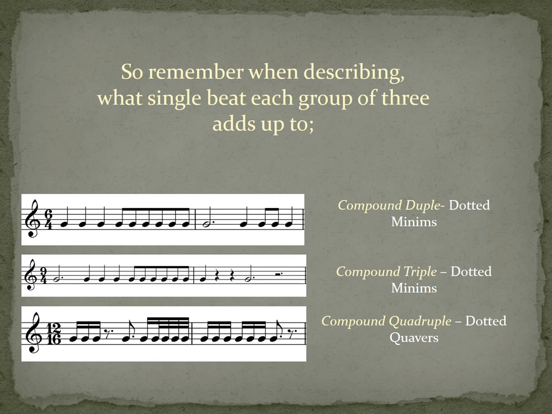So just to reiterate, remember when you're describing what a single beat is, each group of three adds up to. Looking at the 6/4, that's the compound duple, dotted minims. 9/4, compound triple, again dotted minims. And last but not least, 12/16, compound quadruple, four dotted quavers.